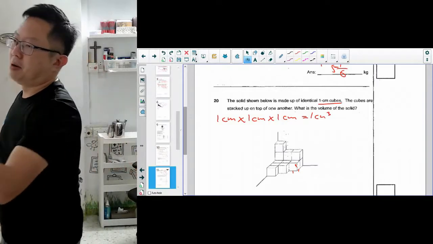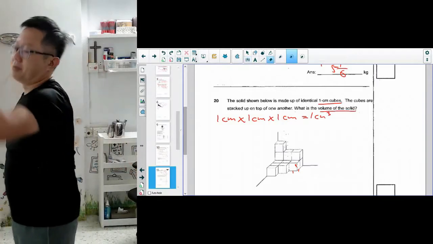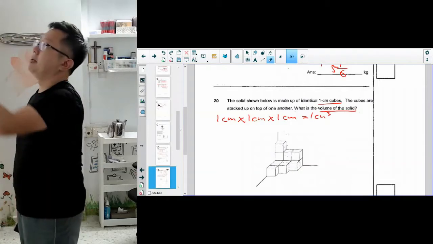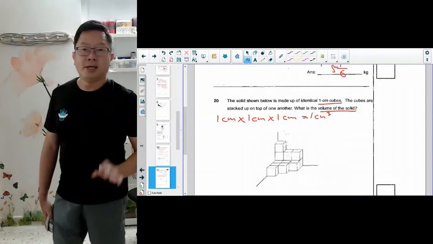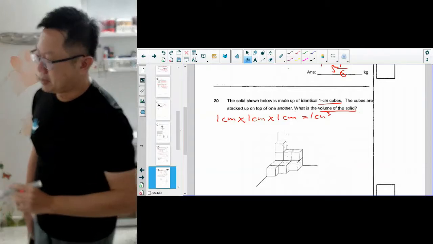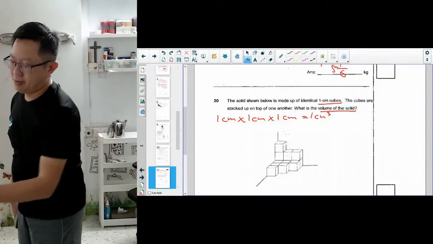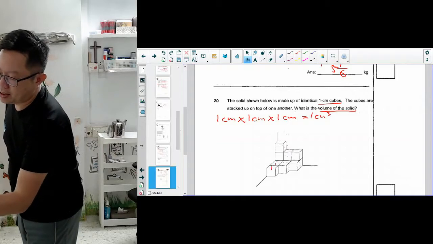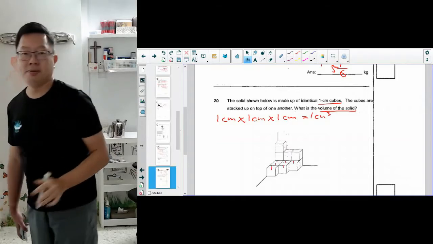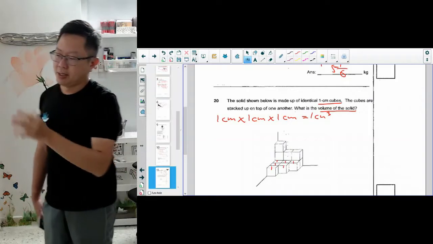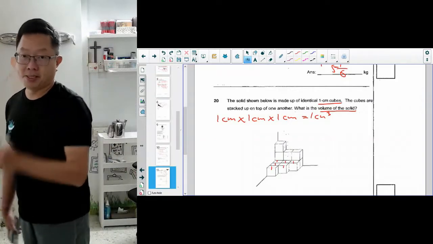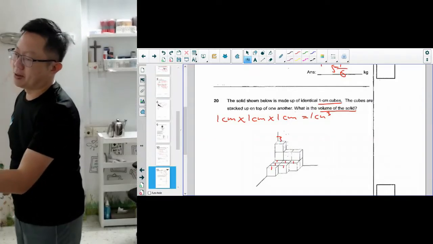Okay, so what is the volume of the whole solid? So you will have to count the cubes that make up the figure. So there's a way to count it, right? There's a way. So what's the way to count it? You count the cubes in columns. Okay, for example, this is 1, 1, 1, 1, 1, 1. So you just put the number on top. Alright, you look at the column behind, there are 3 cubes in the pillar, in the column. So just put 3.